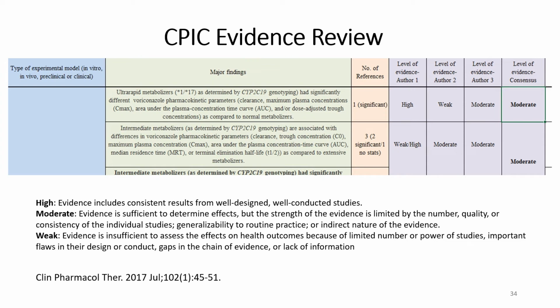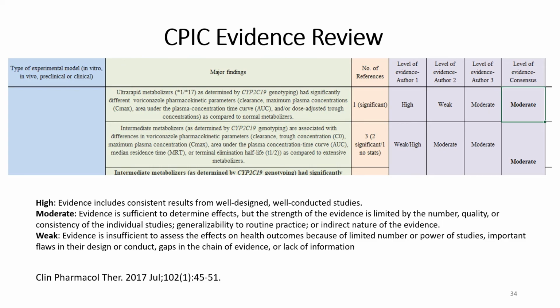So if you see a high, that means the evidence includes consistent results from well-designed, well-conducted studies. So I always think, if you were to do another experiment the same, would the direction or the magnitude of the effect change? And if you think not, we're going to give it a high. Moderate is where the evidence is sufficient to determine the effects, but the strength of the evidence is generally limited by the number, quality, or consistency of the individual studies. So again, maybe we know that with voriconazole you're going to have lower voriconazole levels, but maybe we don't really understand the magnitude of that. And so that would get a moderate, and weak is where we can't really make any decisions at all based on that evidence.